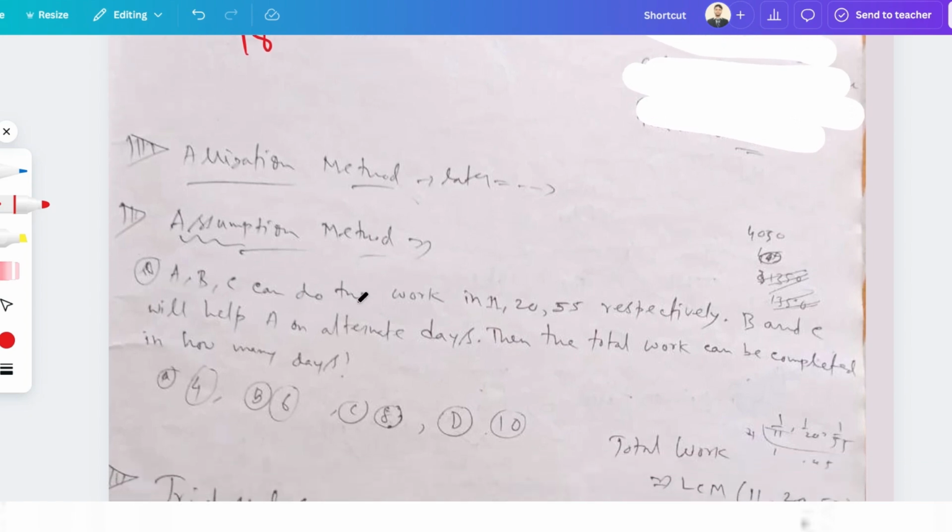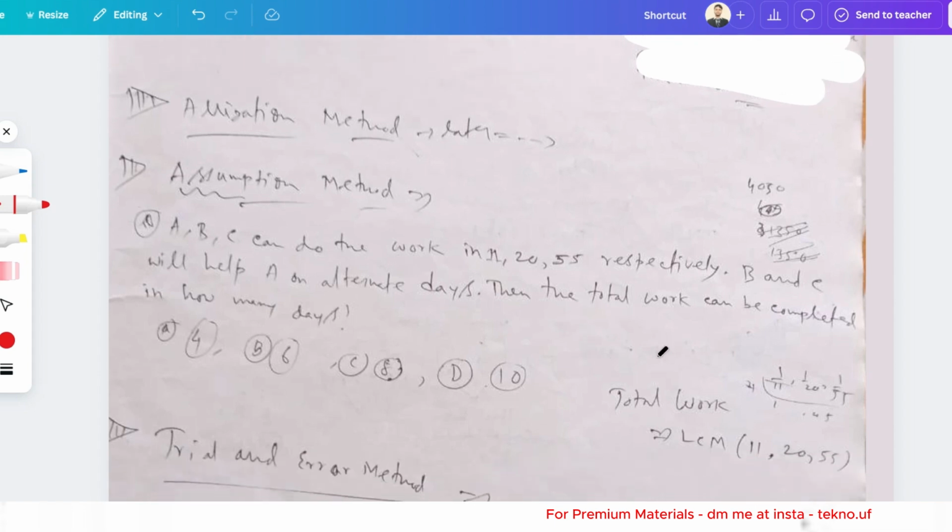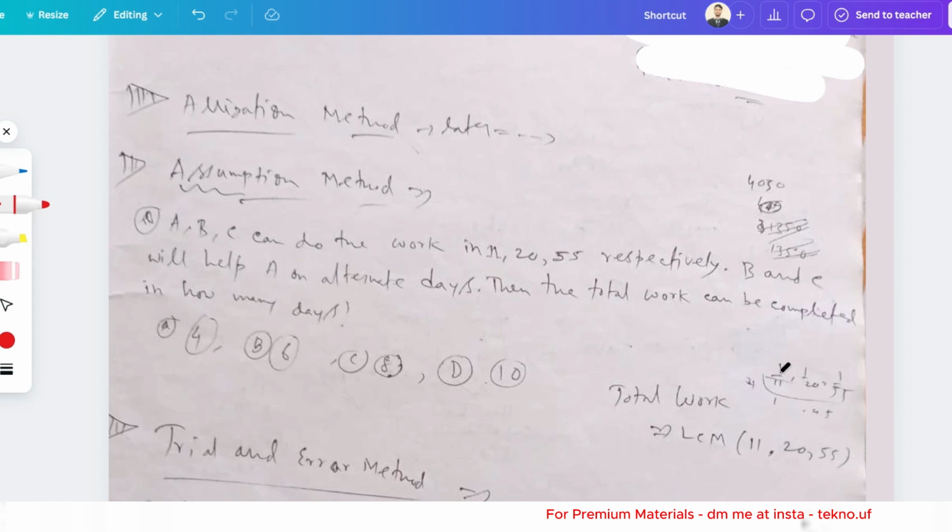So A, B, C can do work in 11, 20, 55 days respectively. So B and C will help A on alternate days. Then the total work can be completed in how many days? So directly you can just know what the total work is, that is, if you get the LCM of these numbers, 11, 25, then calculating all these can be more process, like complex processes.